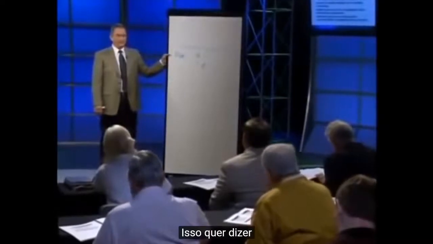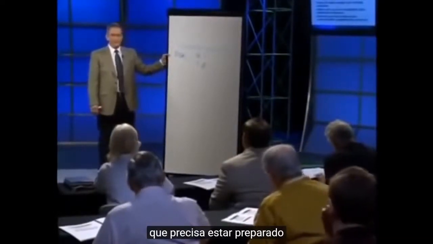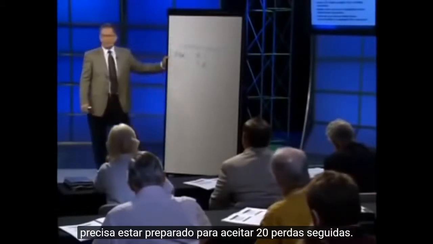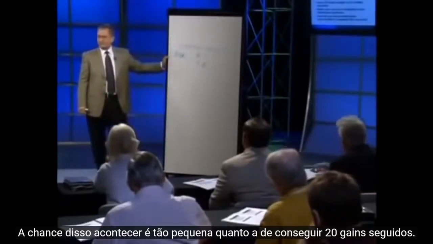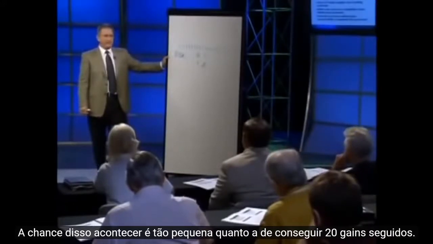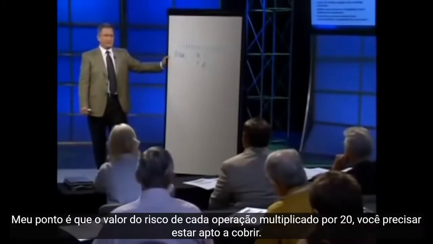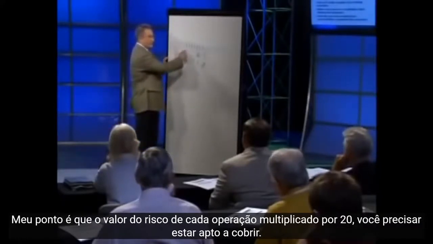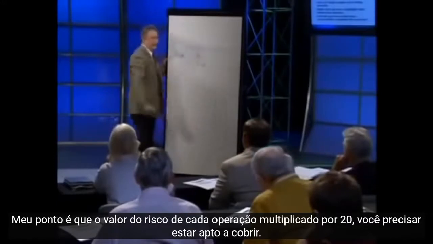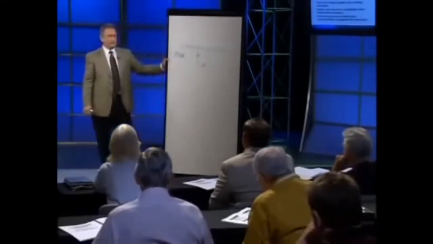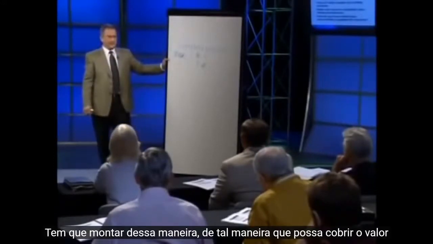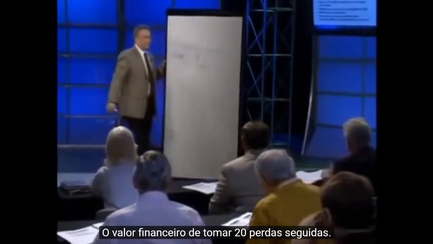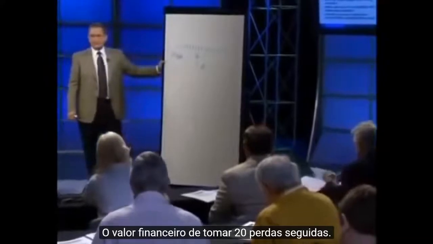Now that means that you have to be prepared, based on the amount that you have to risk, to take 20 losses in a row. The likelihood of that happening is about as remote as getting 20 wins in a row. But the point is that the dollar value of the risk of each trade multiplied by 20, you have to be able to afford. You've got to set it up so that you can afford the dollar value of taking 20 losing trades in a row.